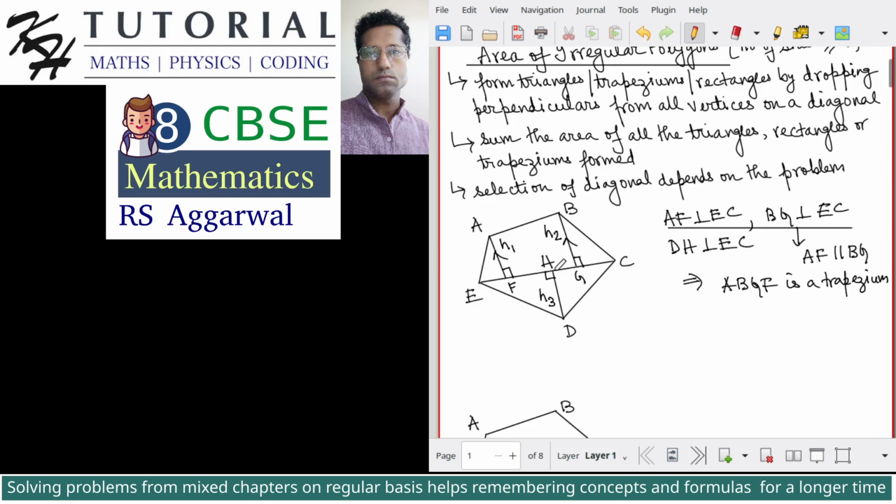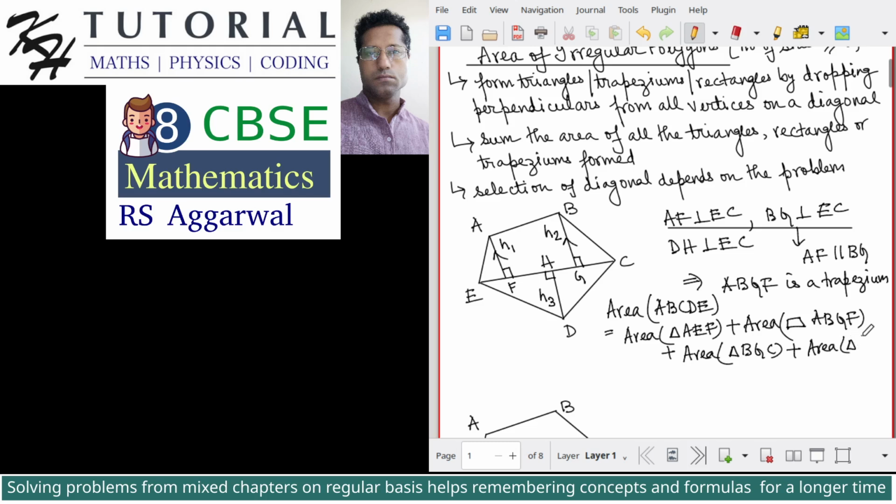So the area of the whole pentagon ABCDE will be, in short, I am writing, area of the pentagon ABCDE will be equal to the area of triangle AEF plus area of trapezium ABGF, using this symbol for trapezium, plus area of triangle BGC plus area of triangle EDC.